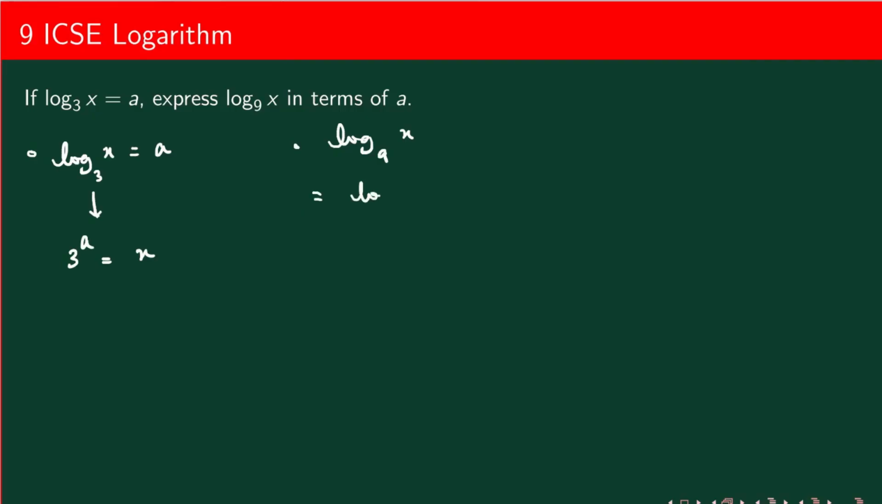So therefore, 3 raised to x, 3 raised to a. I'm replacing x by 3 raised to a. So that a comes here. So this is log 3 to the base 9. Okay, again, we are coming back to the same thing. I have to write 3 as 9 raised to something. So what will that be?